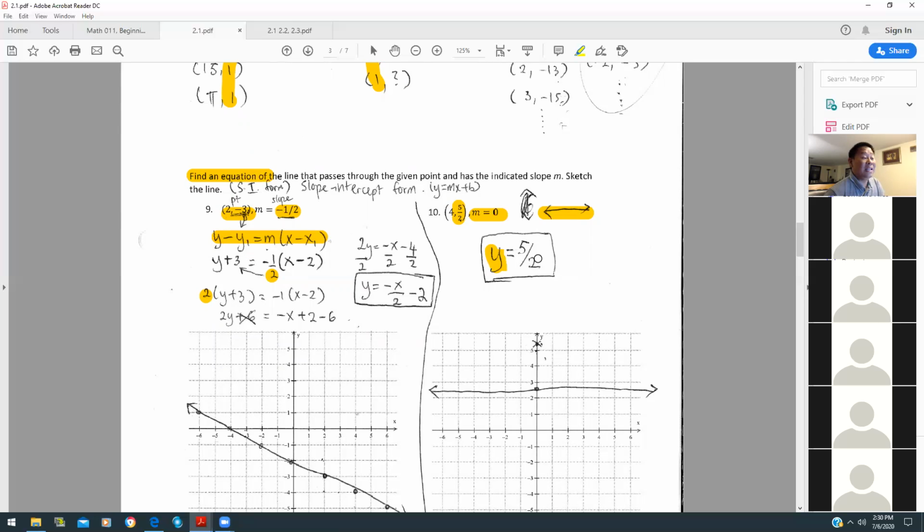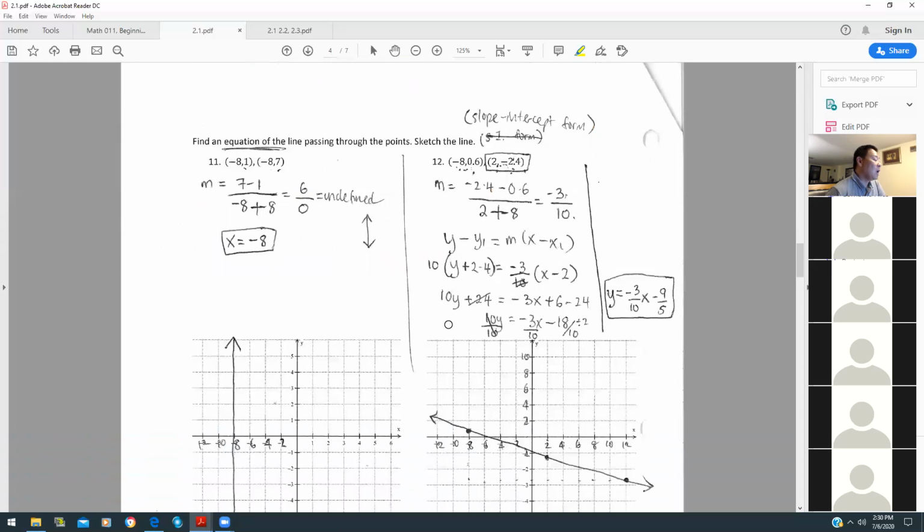And again, class, in the test or in your homework, make sure you put y equals 2. Because if you just give me 5/2, they will mark you wrong. Okay, make sure you put y equals 5/2.